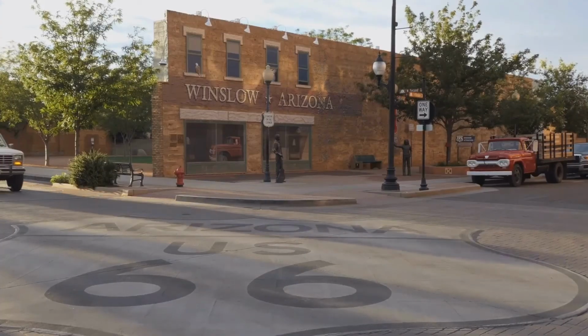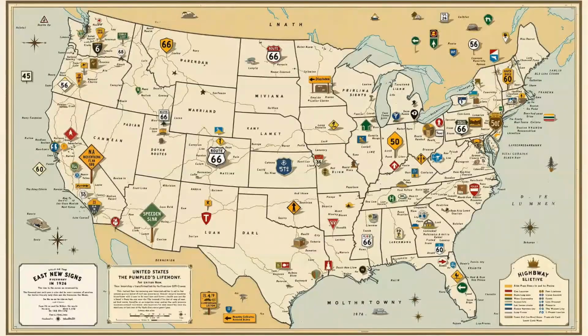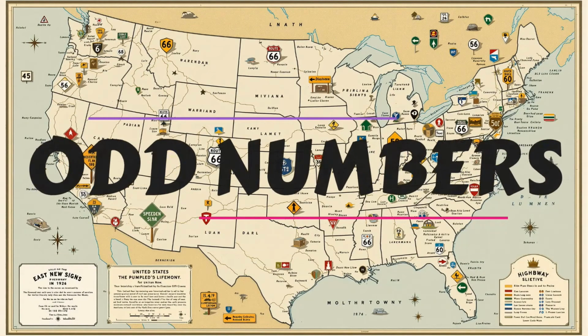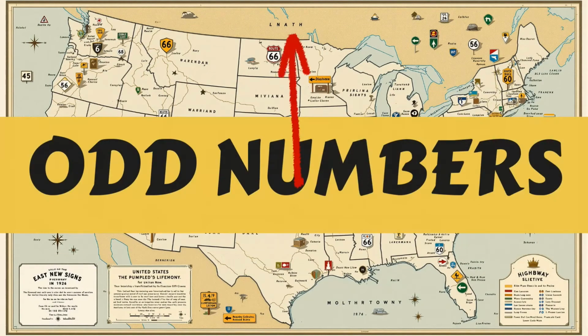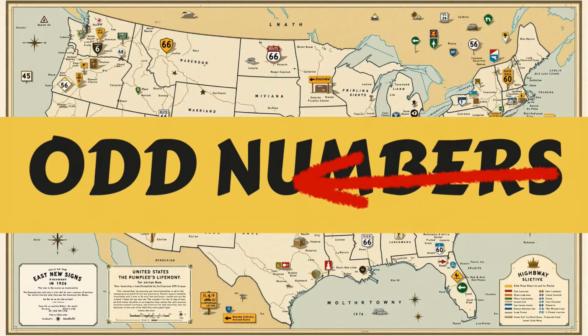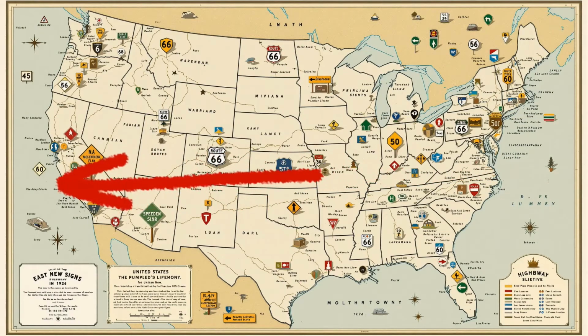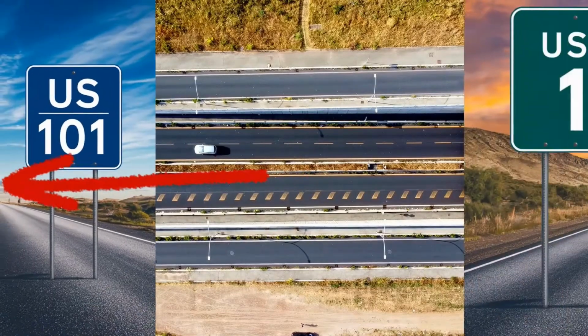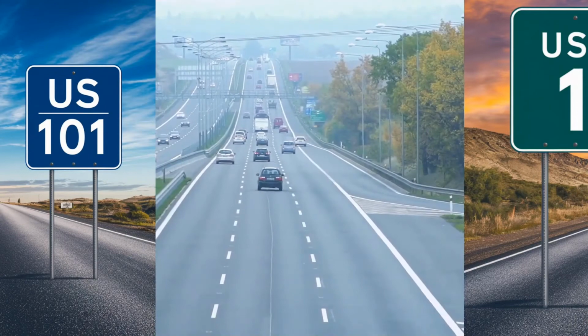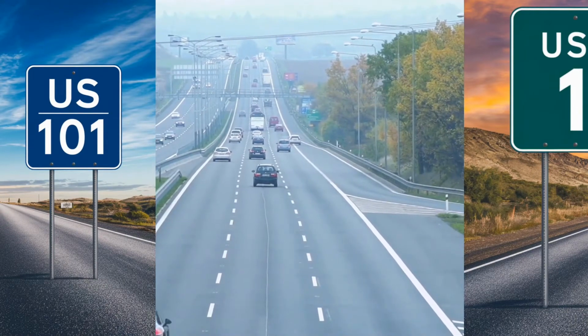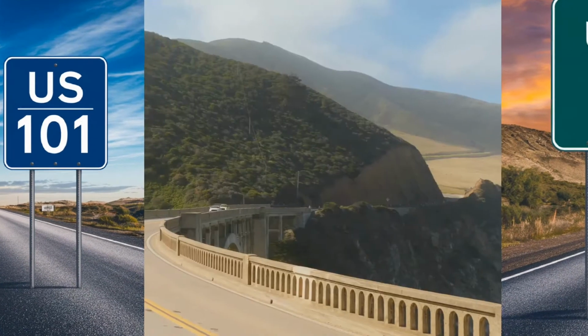Before the interstate highway system, America had the US highway system. The numbering had a basic logic. Odd numbers ran north to south, and they increased from east to west. Even numbers ran east to west and increased from north to south. So US 1 runs along the east coast, while US 101 hugs the west coast.